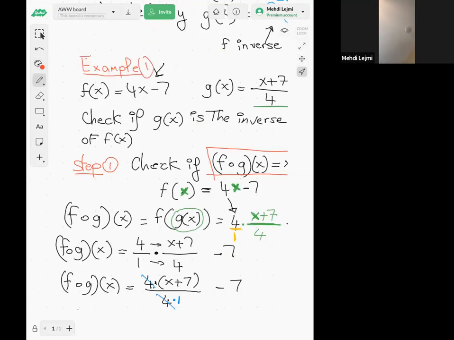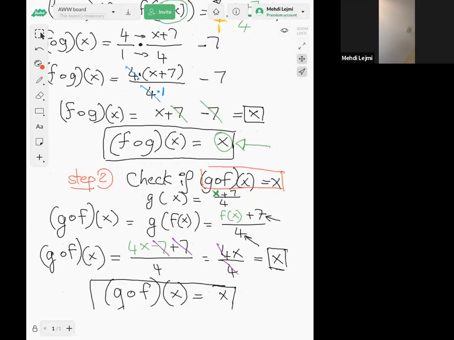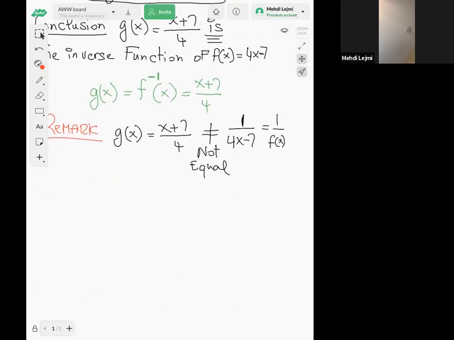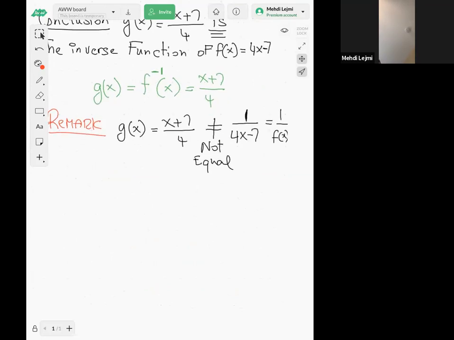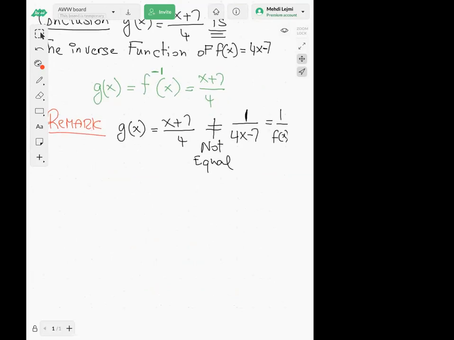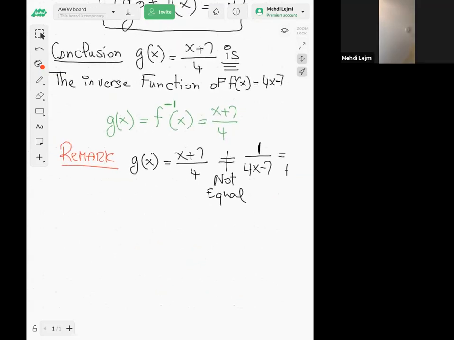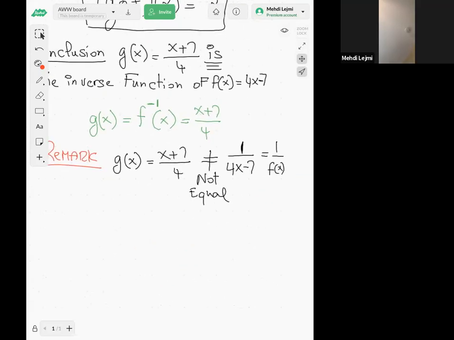Okay, so let's have another example. Again, guys, please feel free to ask questions. Yes, please, I want to copy the remark. Oh, sure. Here, sure. Okay, so here's another example, example number 2.